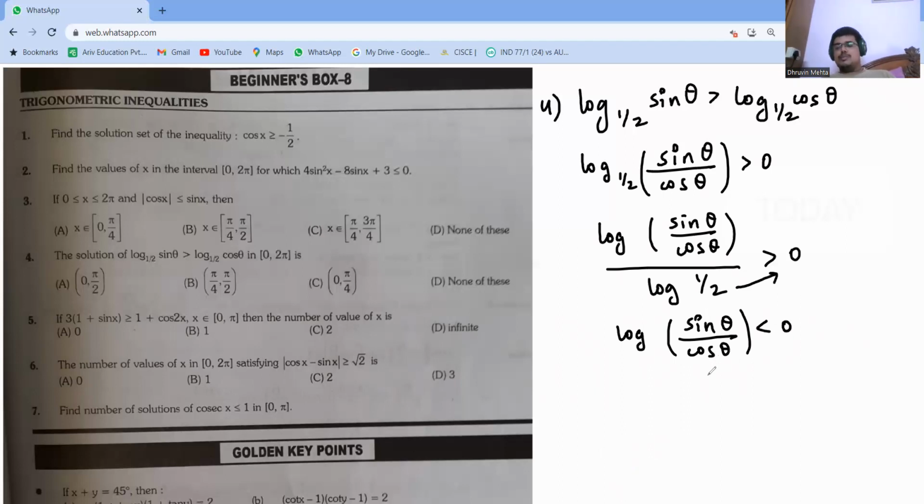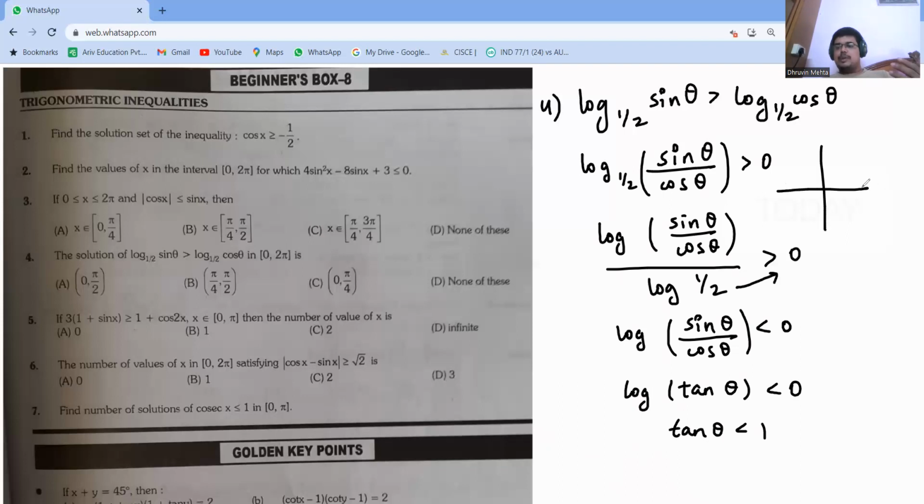देखो ये समझो आप लोगों को. So now we have log of tan theta is less than 0, which means, see, log of which number is 0? Log of 1 is 0. So can we say tan theta is less than 1? Yes. And now the trigonometry quadrant thing comes into the picture.